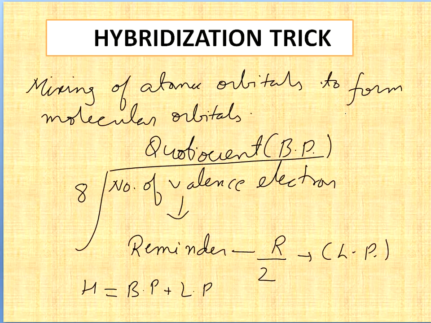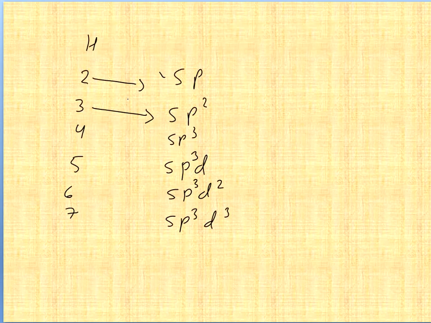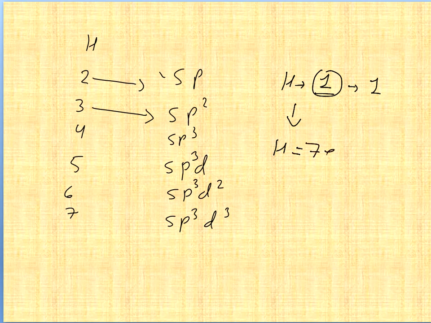Okay, you have to see that this trick will only work in the case of hydrogen. What is the atomic number of hydrogen? The atomic number of hydrogen is 1, so valence electrons will also be 1. But in this trick, you have to take hydrogen as 7 valence electrons. Clear guys? 7 valence electrons. This trick will work in this case only. So let's come to the examples.